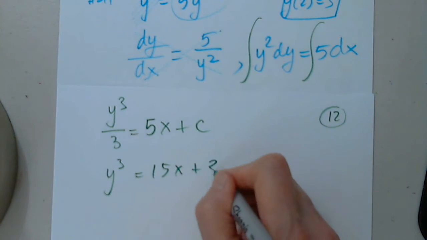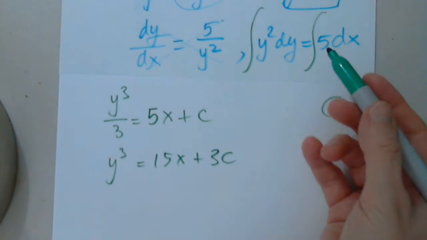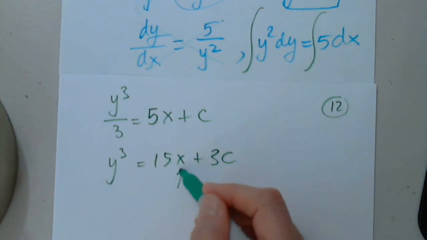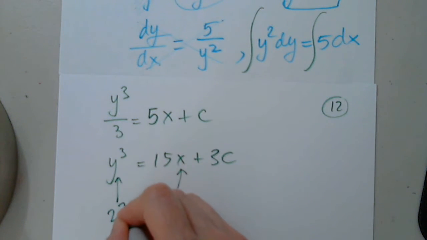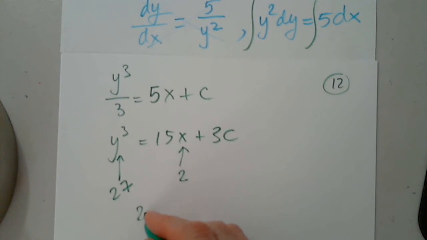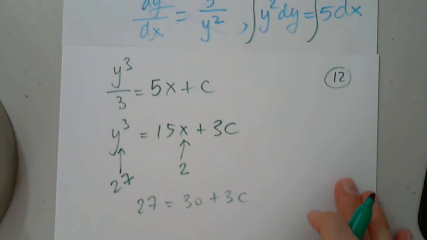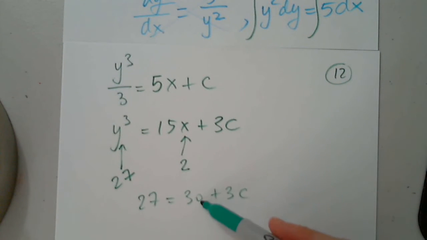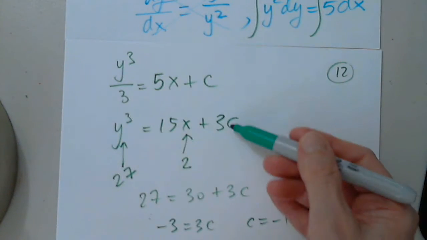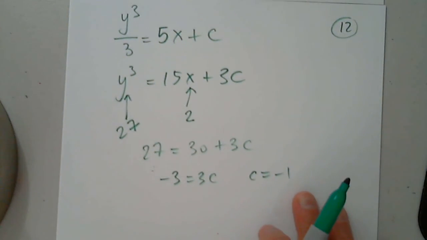I'm going to write 3c because I have to use the condition that when x is 2, y is 3. So 27 equals 30 plus 3c. Or we can still consider the c, it doesn't really matter. So I have negative 3 equals 3c, so c equals negative 1. Still, I will get negative 3, it doesn't matter, as you see.